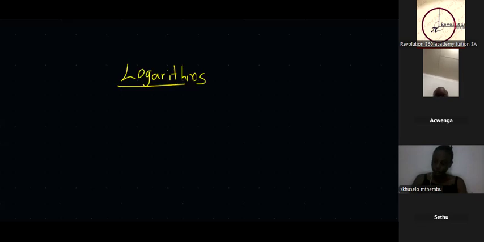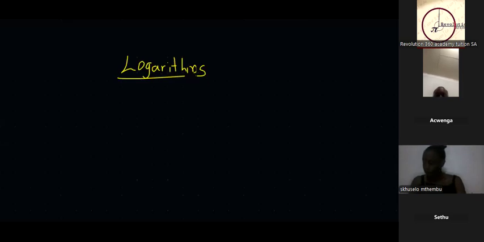Logarithms, you use them when you don't want to rely on a calculator. Right? So now we're going to simplify using logarithms.